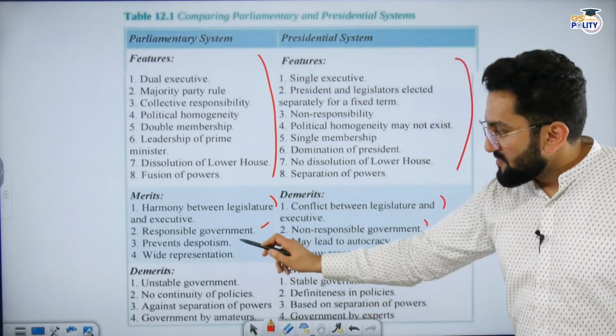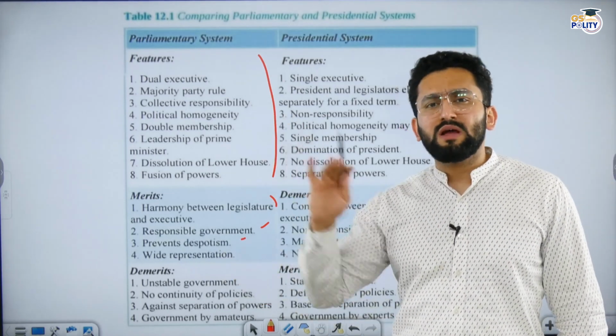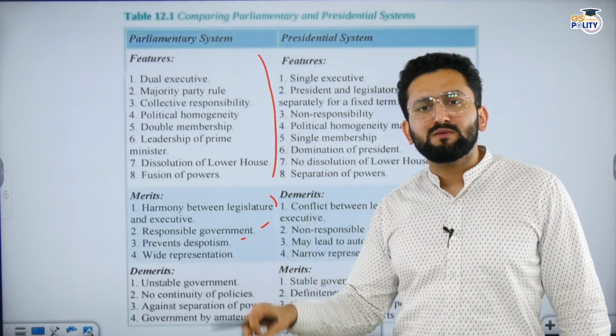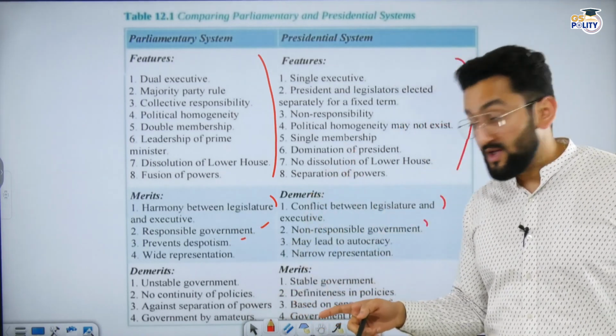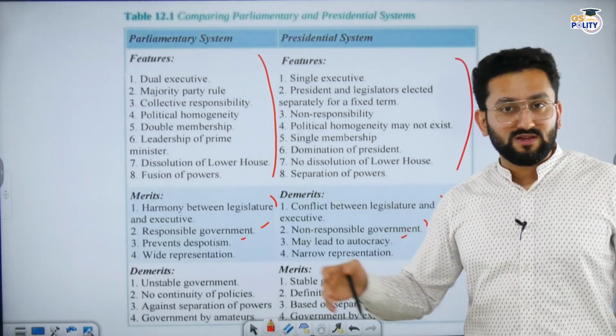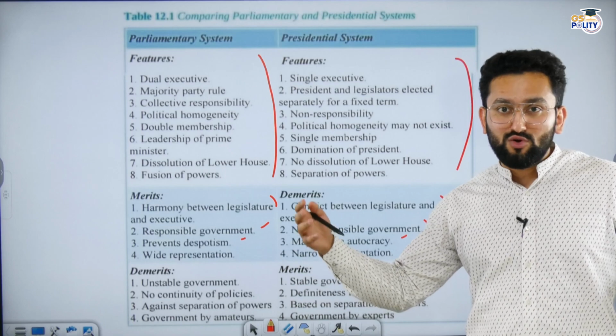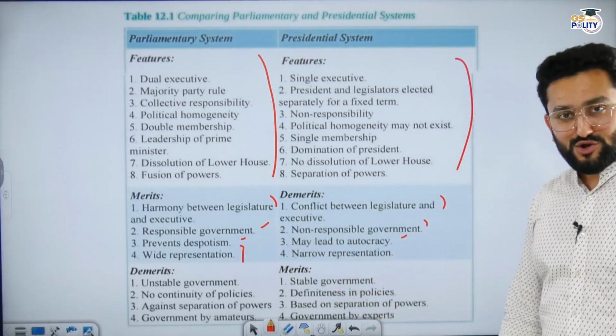Okay. Prevents despotism. Prevent despotism means no matter you are a prime minister, you have to be answerable in Lok Sabha. Questions will be raised and you have to answer. Okay. But in case of the presidential system, this may lead to autocracy, because you are not responsible to the legislative branch.